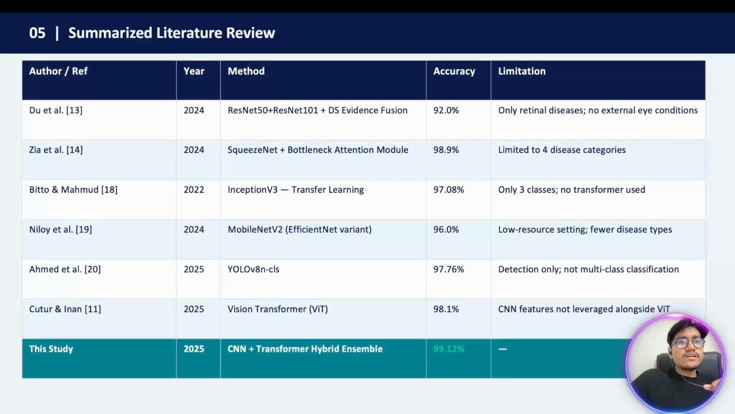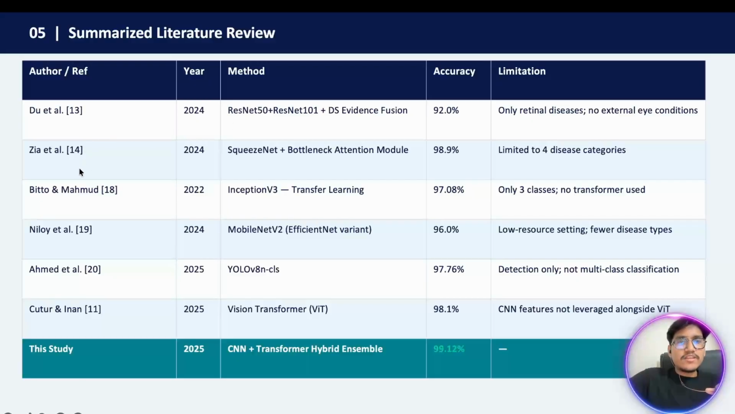And then we will talk about the literature review table, where they compare their paper with 6 other papers. Like in the first paper, they combined ResNet 50 and ResNet 101 using a DS evidence theory fusion technique to classify retinal disease. They achieved 92% accuracy. However, their work only focused on retinal disease, internal eye conditions. They did not cover external eye conditions like conjunctivitis or eyelid disorders at all.